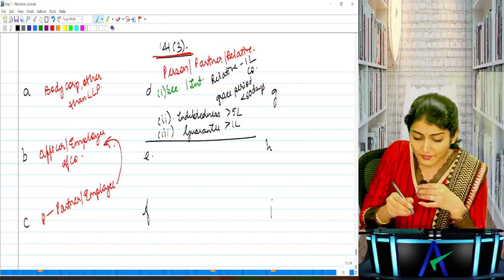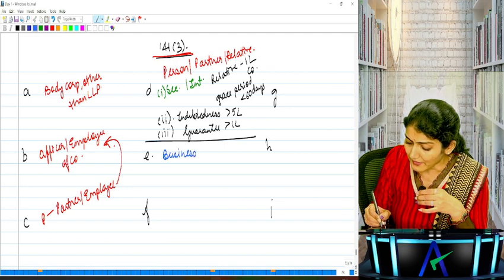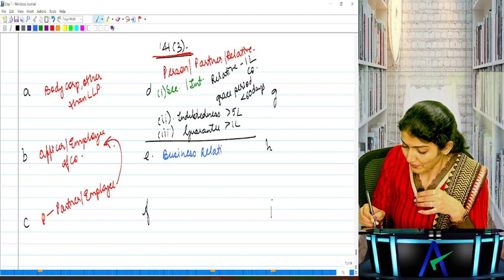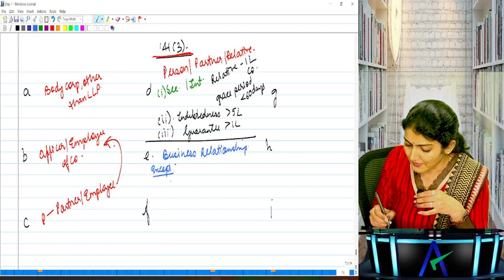Then 141(3)(e), what is 141(3)(e)? A person or a firm having any business relationship. However, two business relationships are allowed. What are the two which are allowed? One, it says commercial transactions for rendering the professional services.